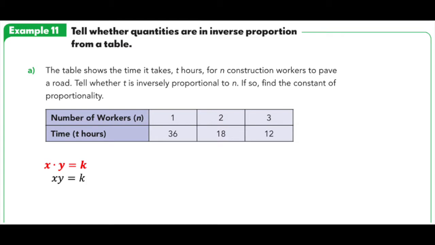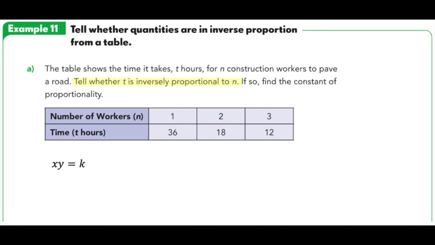Our equation that we're going to use for an inverse proportion is the opposite of what we would use for a direct proportion. In a direct proportion, we used y divided by x equals a constant. In an inverse proportion, we're going to use the opposite of division, which is multiplication. We use x times y equals a constant.